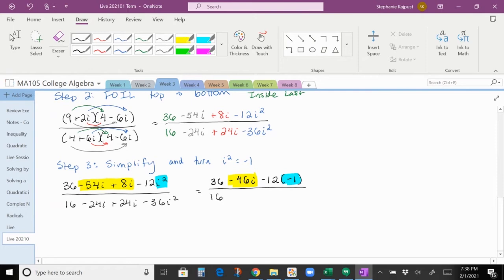And then we're going to do the same thing in the denominator. What's really nice is that the negative 24i plus 24i cancels out, so that basically just equals 0. I can write that little note there. Equals 0, so that just disappears. So then we have minus 36, and then we're replacing i squared with negative 1.